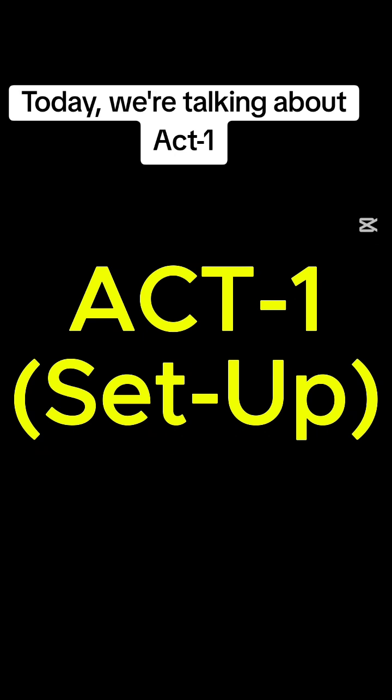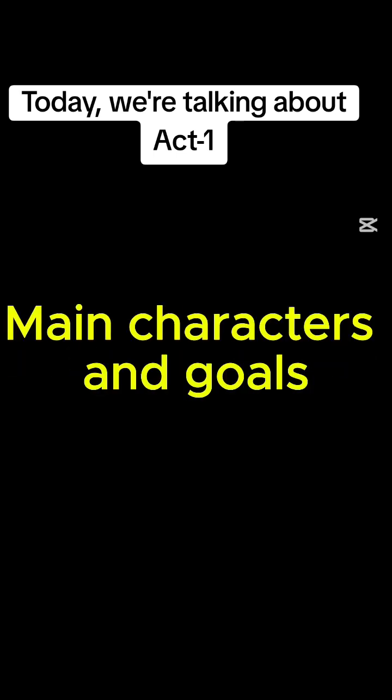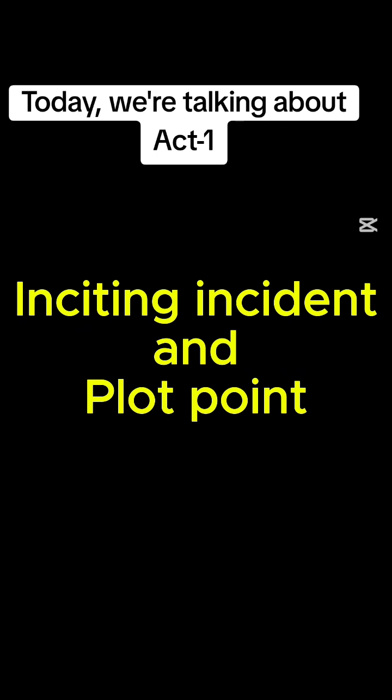Now, there are four things to expect in Act 1. Number 1, establishing the world and the tone of the story. Number 2, we introduce our main characters and their goal. Number 3, we find the inciting incident and the plot twist, or plot point 1. And number 4, we lay the groundwork for moving into Act 2.